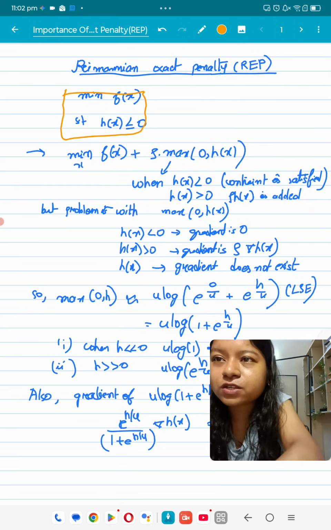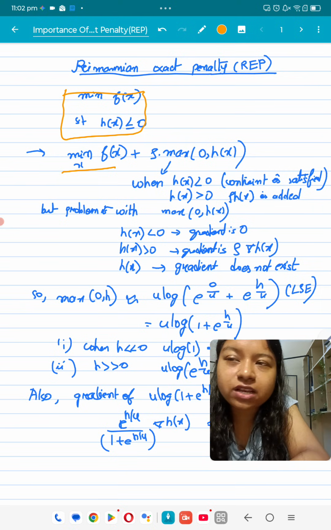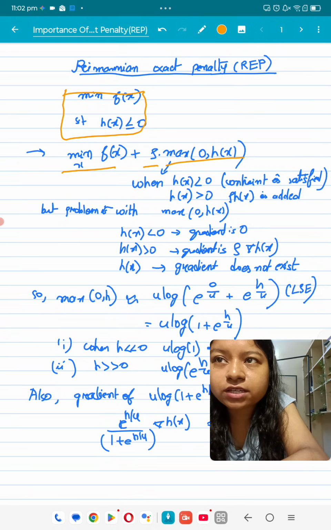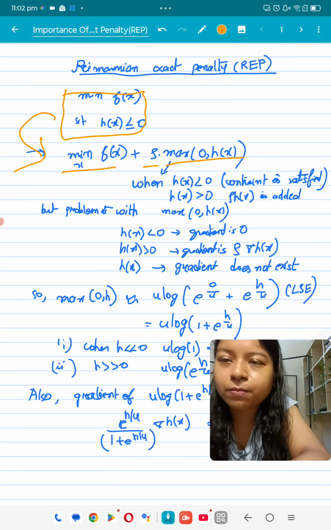Step 1. Minimization of f of x plus we will consider the constraint in the objective function itself using a rho parameter and then writing max of 0 comma h of x. So this is the constrained optimization problem. We have converted that into an unconstrained optimization problem.